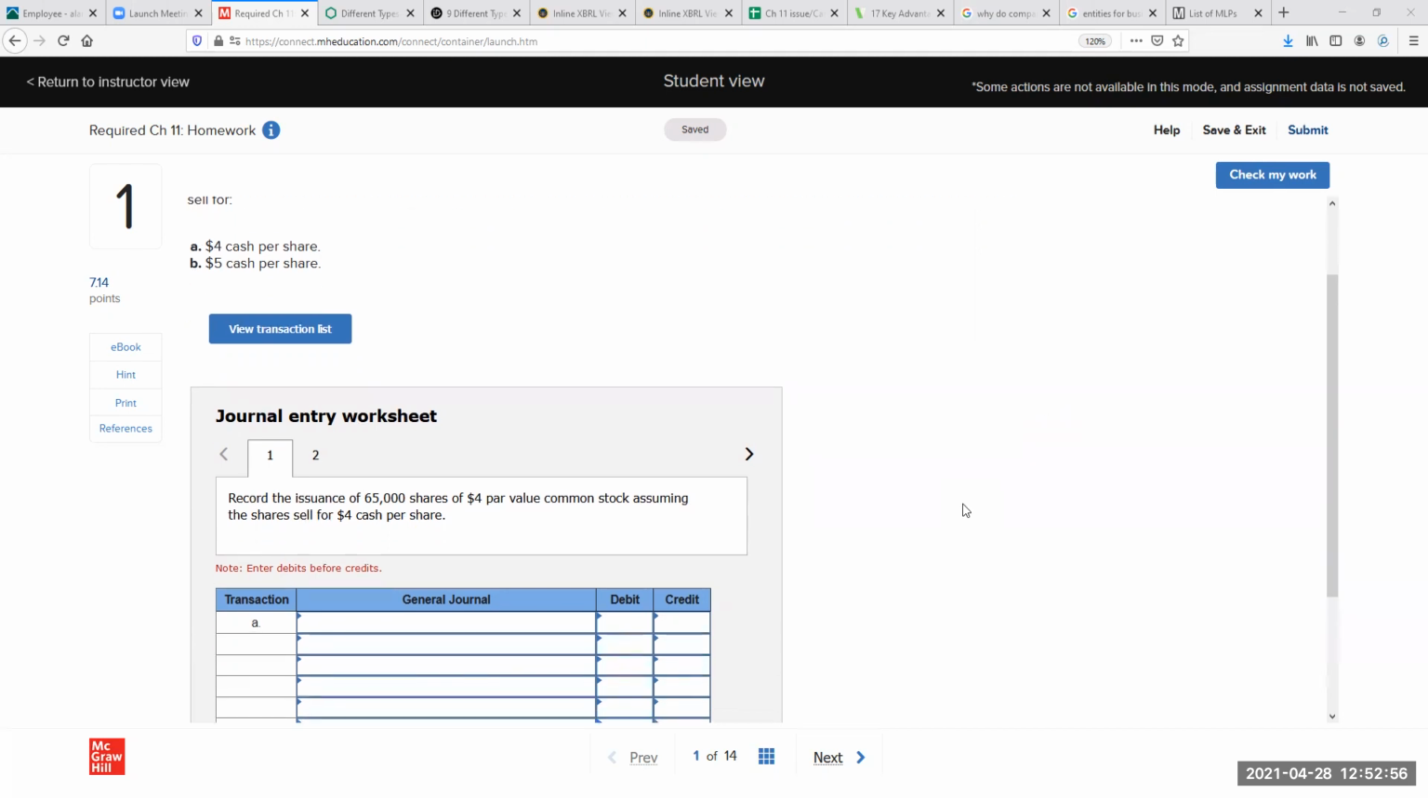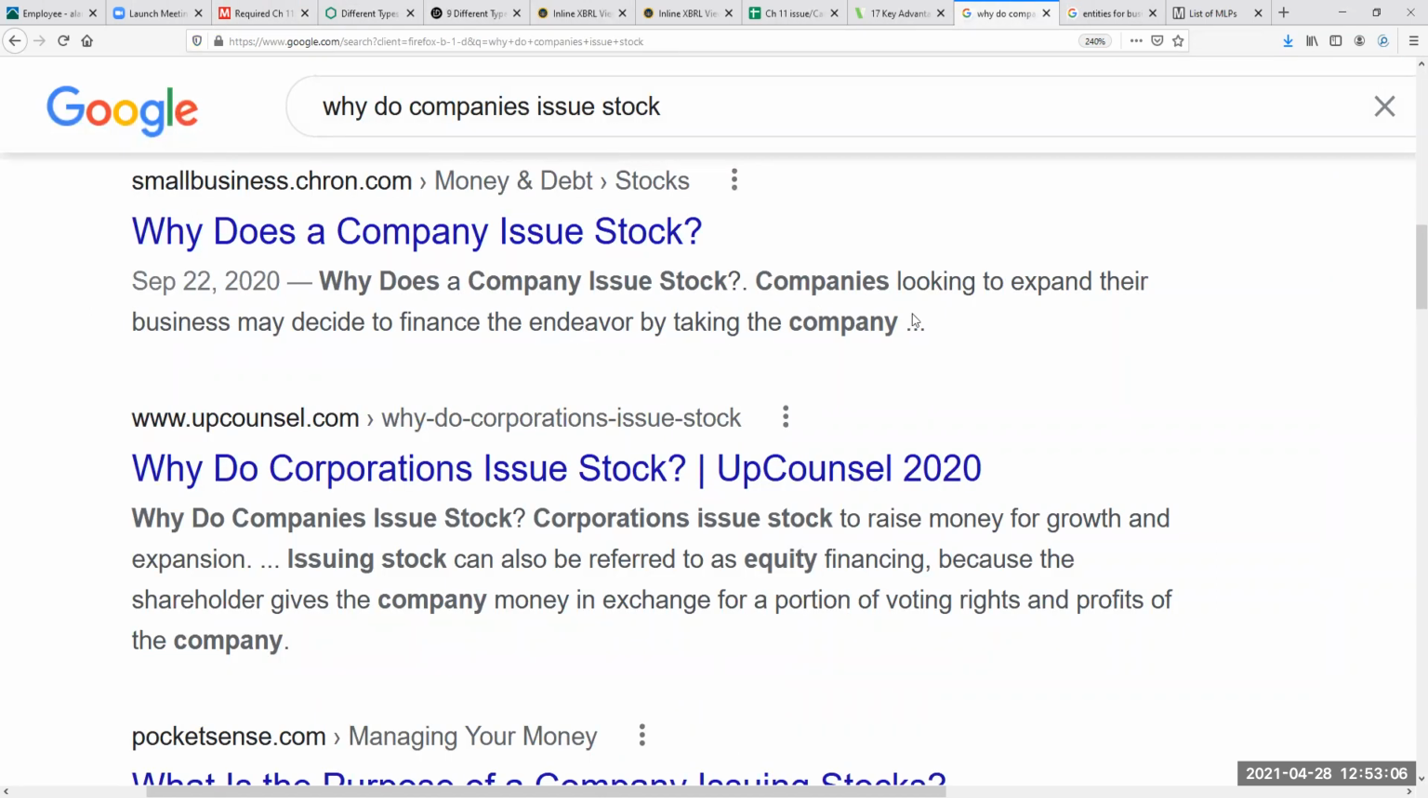All right, so first one, number one, we're issuing stock in this case. Now, first off, why do companies issue stock? They're looking to expand their business. They want to raise money for growth and expansion. And again, it can be referred to as equity financing because the shareholder gives the company money in exchange for a portion of voting rights and profits. So you own a tiny slice of the assets of that company.